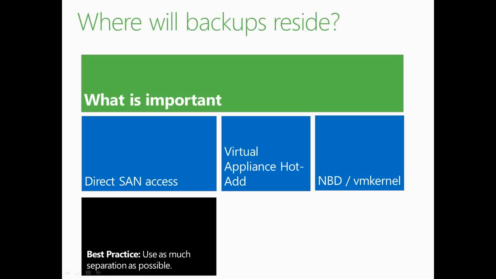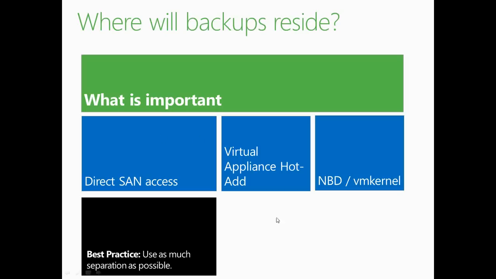The middle one here is Virtual Appliance Hot Add. Now this is an NFS. It can be iSCSI and Fiber Channel as well, but for NFS, this is one of the best options as well. Virtual Appliance Hot Add actually co-maps a virtual machine to the backup server at the same time so that you can avoid spending so much I/O going over the network. And of course, in the NFS realm, there's no direct SAN.